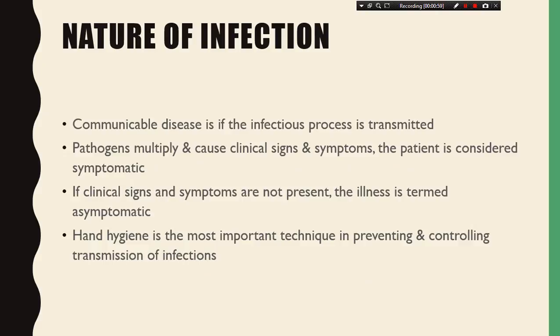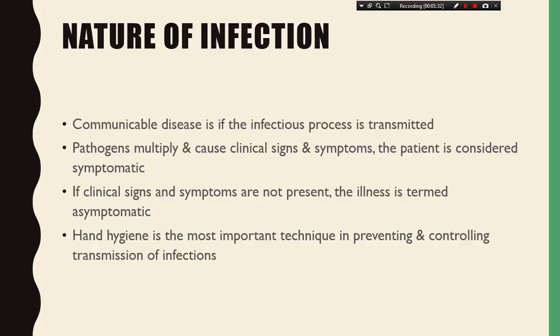Communicable disease is when the infection process is transmitted from one person to another. If pathogens multiply and cause clinical signs and symptoms, the patient is considered symptomatic. If a patient is symptomatic, they might exhibit an elevated temperature, or complain of a headache, chills, or nausea. Often individuals might have a viral illness but not know it because they're not having any signs or symptoms. This is referred to as being asymptomatic.